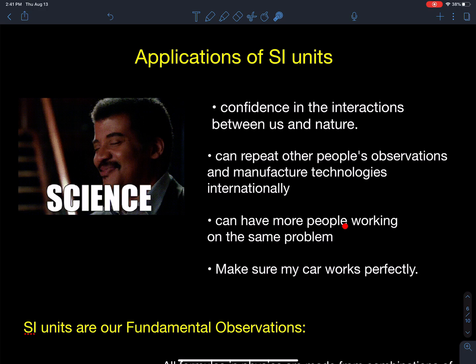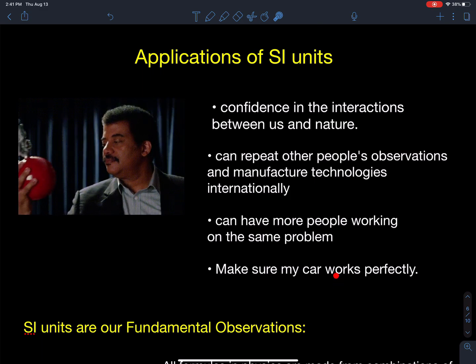Another thing that we can do is have more people working on the same problem if we're speaking the same language. And this is more of a nature of science thing that we need to learn in physics and in your TOK classes. This results in collaboration, and we seem to be advancing as humans much quicker if we collaborate and share information and have more people working on smaller pieces of the problem. In order for us to do that, we have to have the common language.